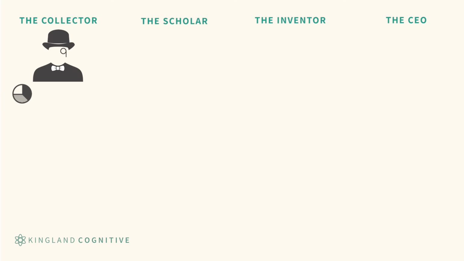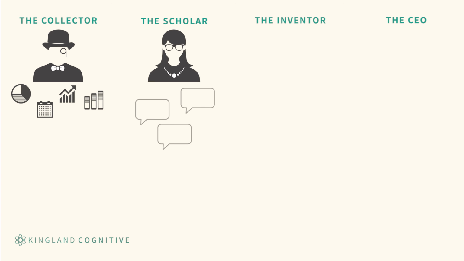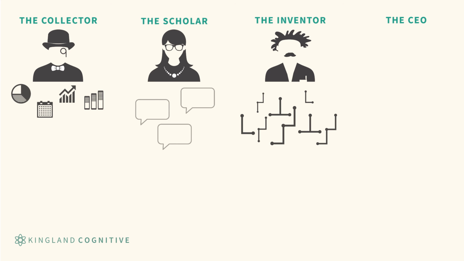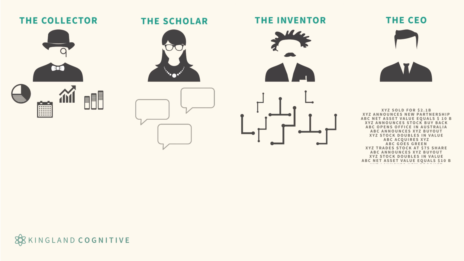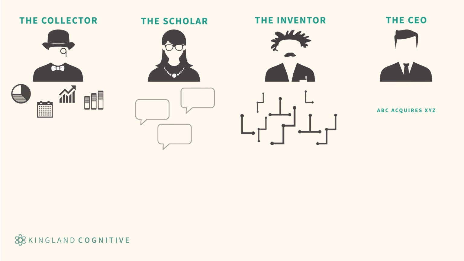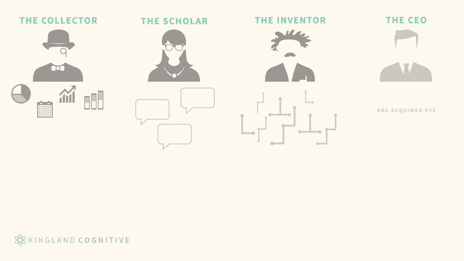In summary, we've created 4 personas. The collector brings in all of your unstructured data and raw content at high scale. The scholar tags and annotates the data. The inventor discovers all the possible decisions from the data. And the CEO is going to make the best decision, remembering how past decisions could impact current outcomes.